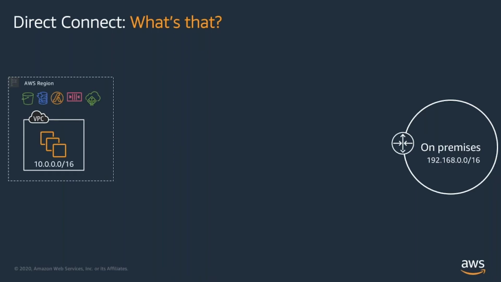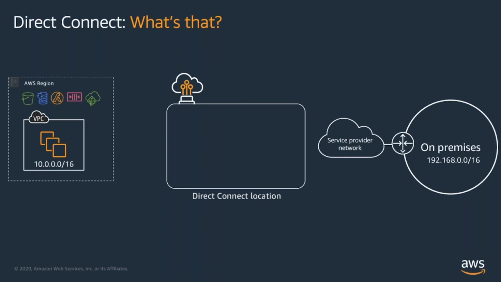In order to get your Direct Connect established, you start with talking to your APN partner and identify a co-location. A co-location is where Amazon has its router, and then you can have your router, or you could talk to your partner and they could rent out their router.